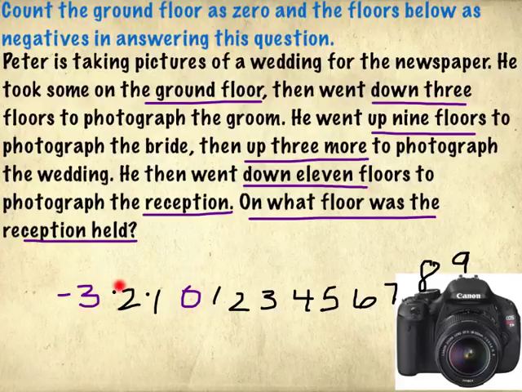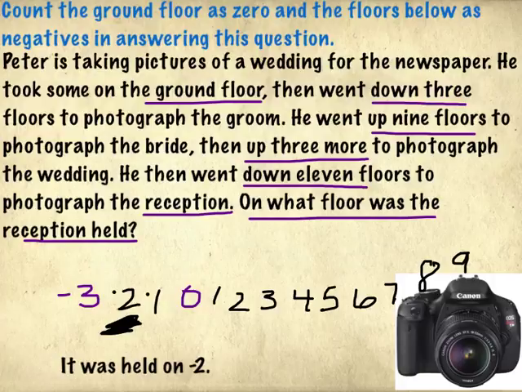Here I am, so that's the end of my problem. On what floor was the reception held? It was held on -2. And there's my sentence.